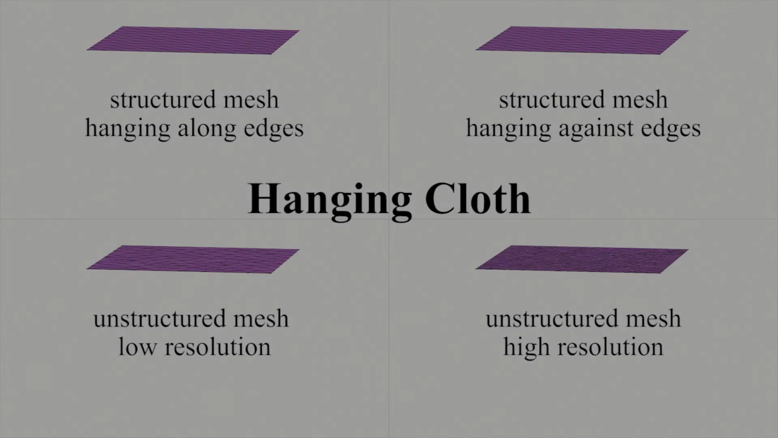We introduce a new inequality-based cloth model. We start with an illustrative example where a piece of square cloth is hanging on its diagonal in 4 different scenarios. On the top, we have a structured mesh hanging along edges and against edges. On the bottom, we have 2 unstructured meshes of low and high resolution.